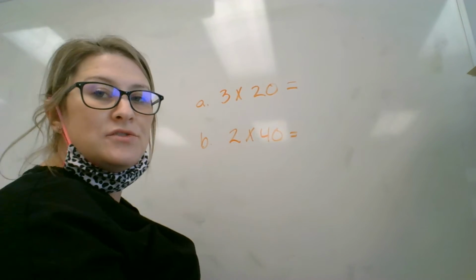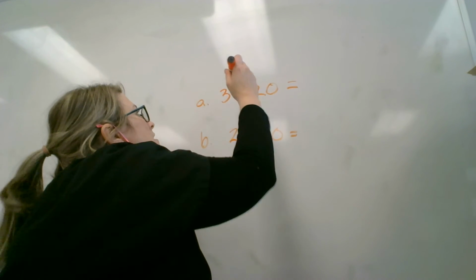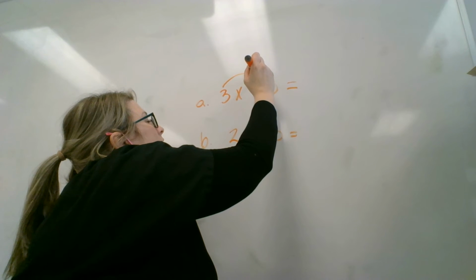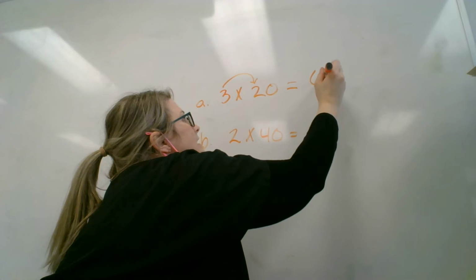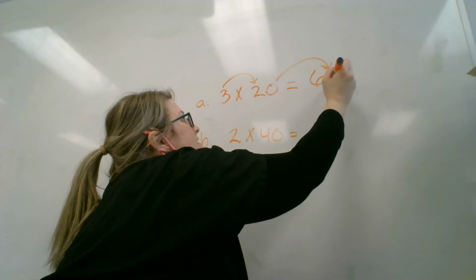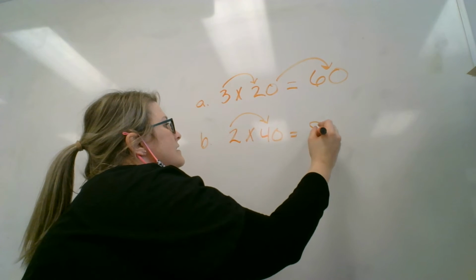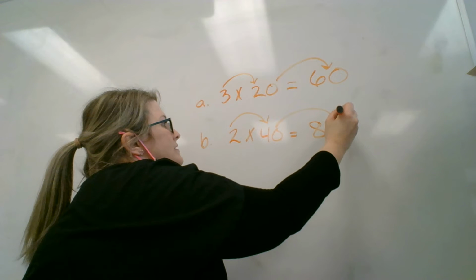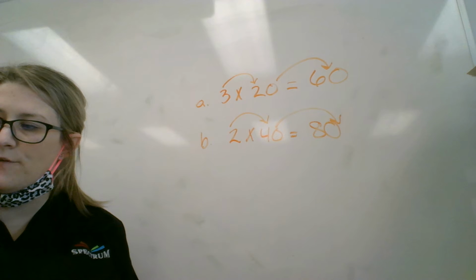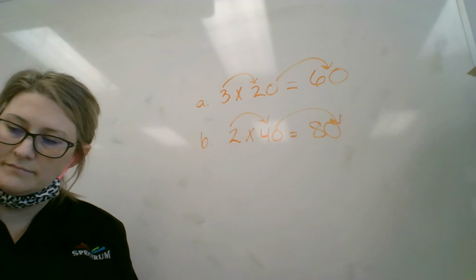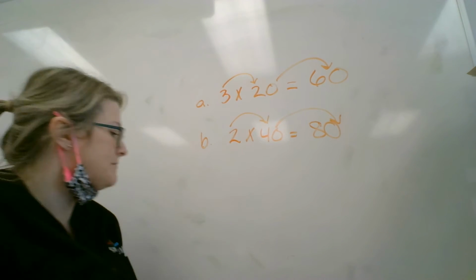Remember, when we do these types of multiplication problems, we multiply the first number by the first number here, and then we just add the 0. So 3 times 2 is 6, add the 0. This one, 2 times 4 is 8, then add the 0. Go ahead and complete the rest of part 4 on your own. You may pause here. When you're finished, we're going to move on to part 5.